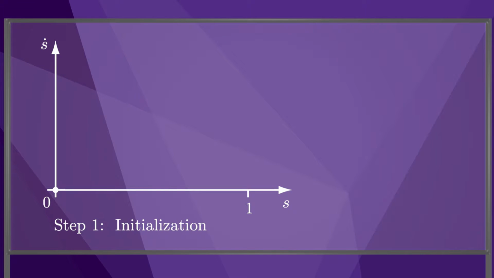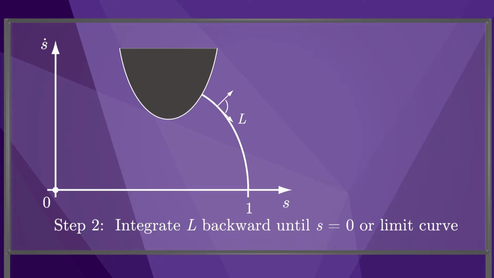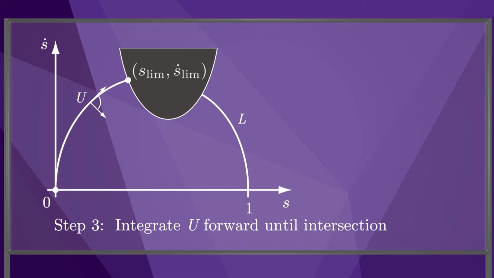The first step of the algorithm is initialization, which you can find in the book. In step 2, we integrate the minimum acceleration L backward from the end state until either we reach s equal to 0 or the motion cone disappears at the velocity limit curve. In the figure shown here, we reach the velocity limit curve. In step 3, we integrate the maximum acceleration forward from the initial state until we intersect either the final segment or the velocity limit curve. If we intersect the final segment, then we're finished. We found the optimal time scaling.